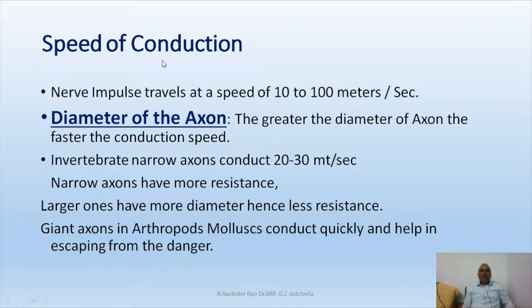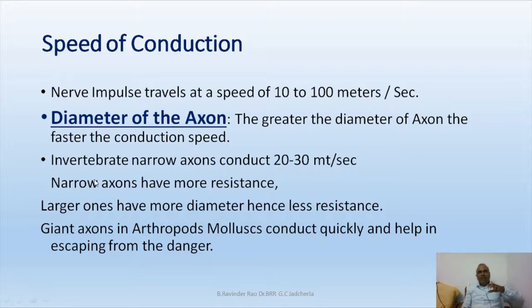The speed of conduction. Let's see, the nerve impulse travels at a speed of a minimum of 10 meters per second and a maximum of 100 to 120 meters per second. So speed is dependent on the diameter of the axon. The greater the diameter of the axon, the faster the rate of conduction. The more the diameter, the less the resistance there is. More diameter, less resistance. So it will move very fast.